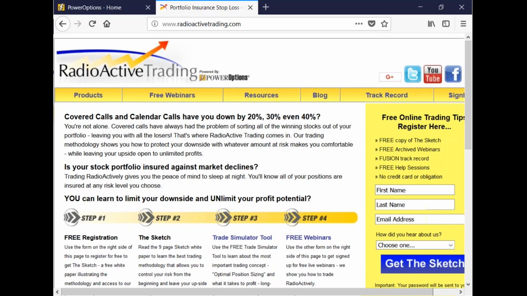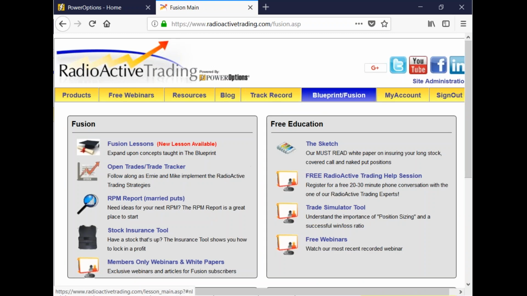Okay. So the RadioActive Trading service is related solely to the RadioActive Trading techniques and what's discussed in the blueprint, the limited risk approach. I'm sorry, folks. There we go. Sorry about that.